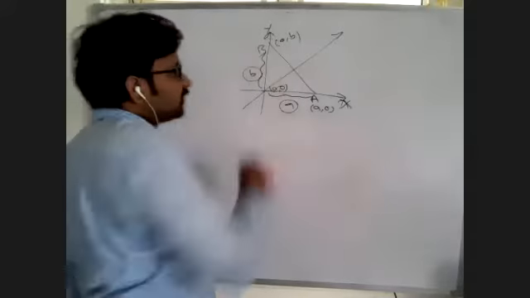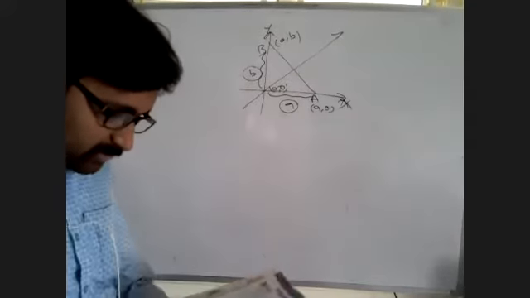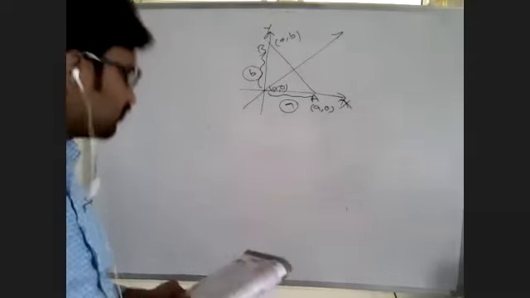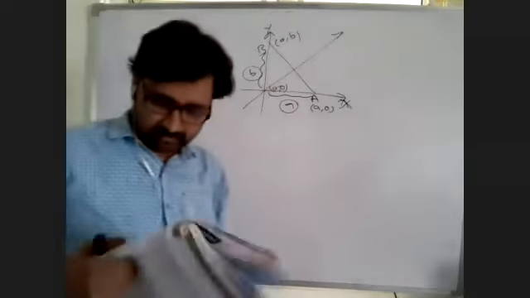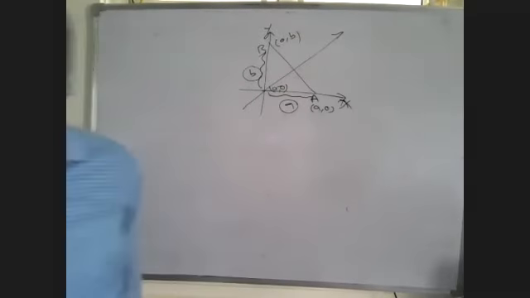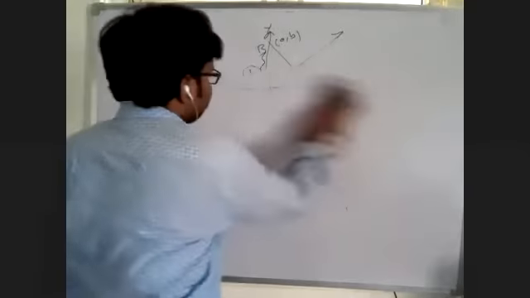For a vertical line there is no y intercept. That is also one point. And the intercept of a line passing through 0 comma 0 is 0. And now, equation of a straight line in various forms.